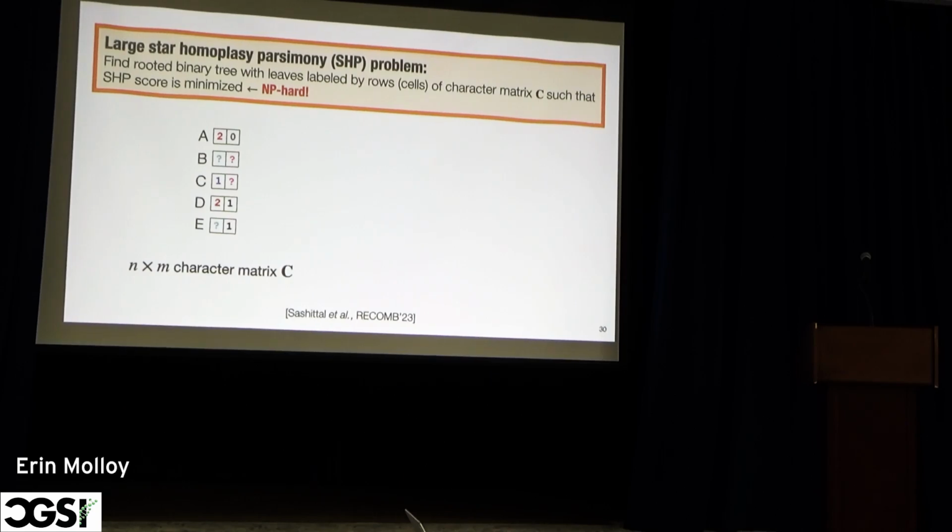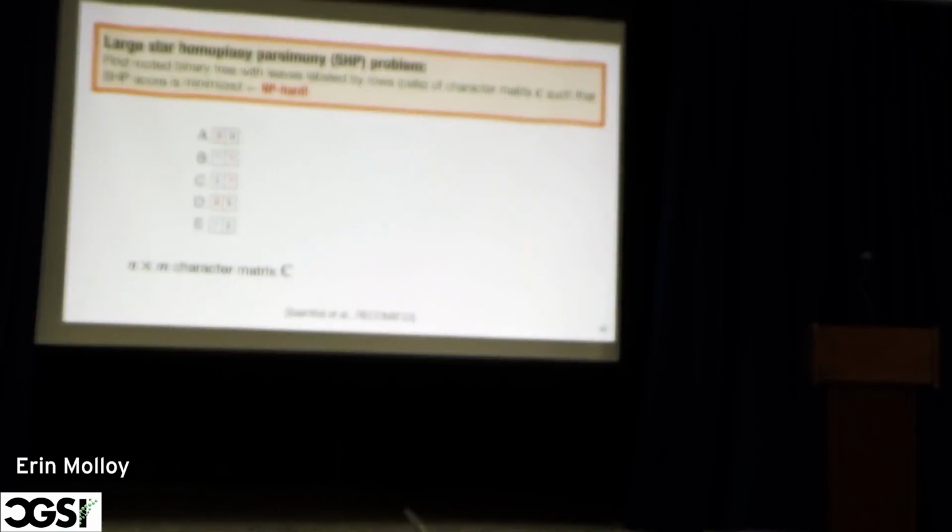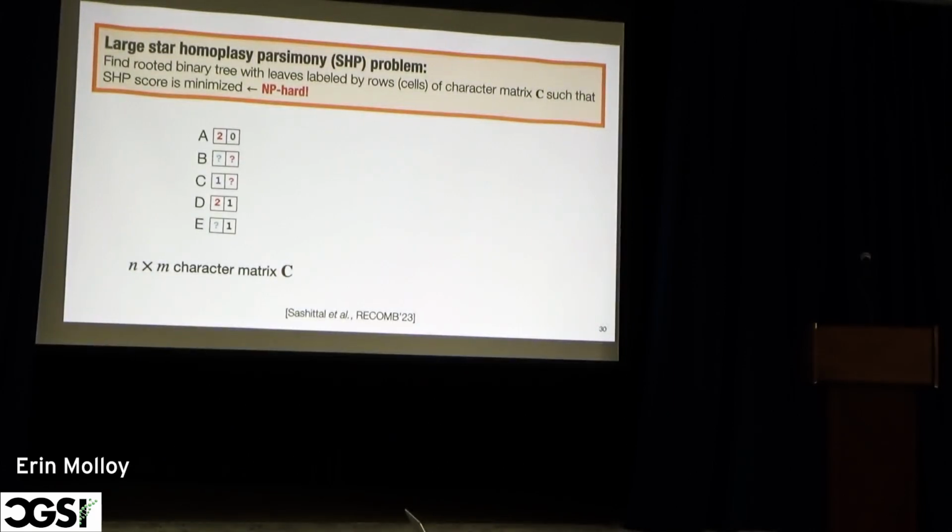Of course, we don't typically have a cell lineage tree, so we want to solve the large star homoplasy problem. Here, our goal is to seek the cell lineage tree whose leaves are labeled by the rows of the matrix, or cells, and then this problem is NP hard.